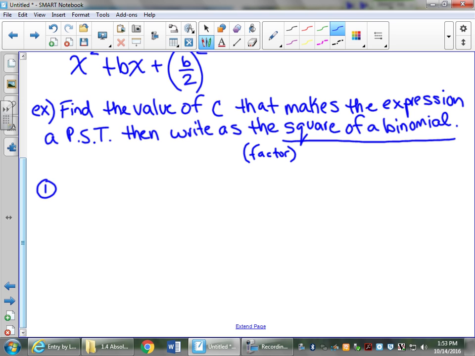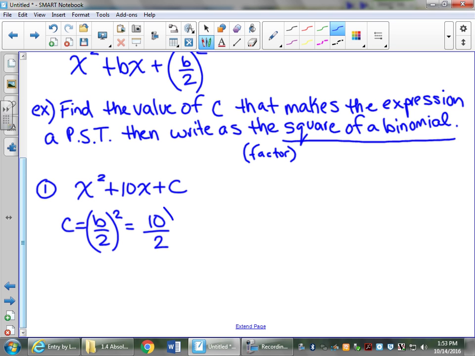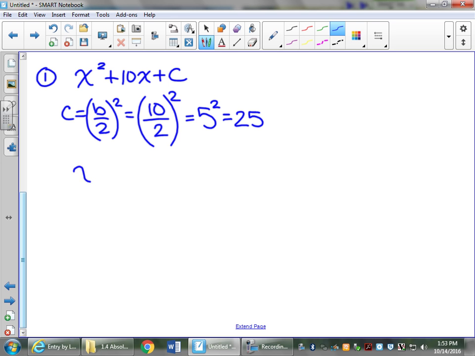So let's try two of these. If I gave you the expression x squared plus 10x plus c. So we don't have a c value right now. Our goal is to use the formula I just gave you to find that c value. So c is equal to b over 2 squared. So our b value is 10, divided by 2 squared. If you can do the division, you should do that first before squaring. You can't always, and that's okay. 10 divided by 2 is 5 squared, which is going to become 25. So that is the c value that makes this a perfect square trinomial.